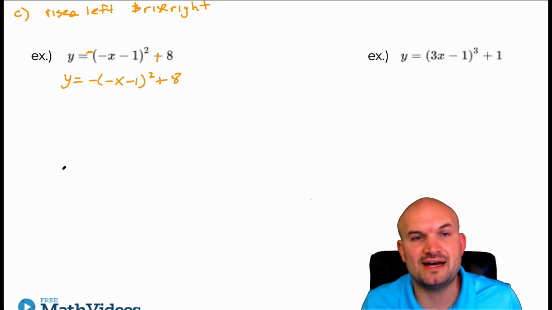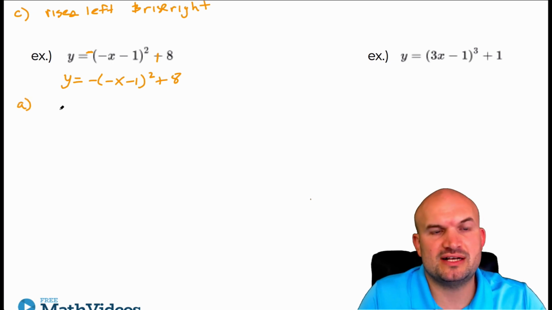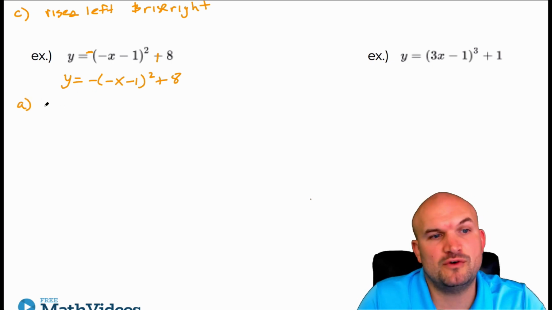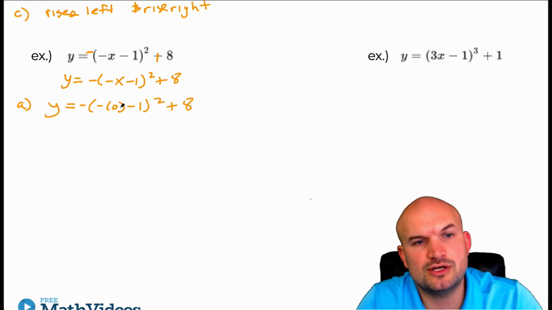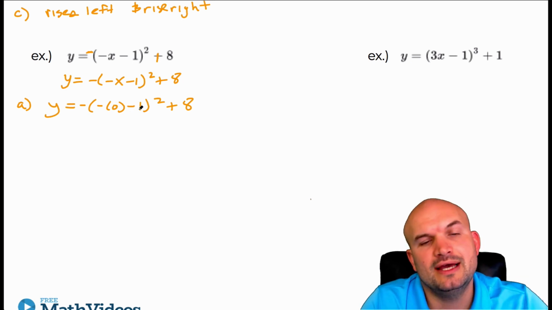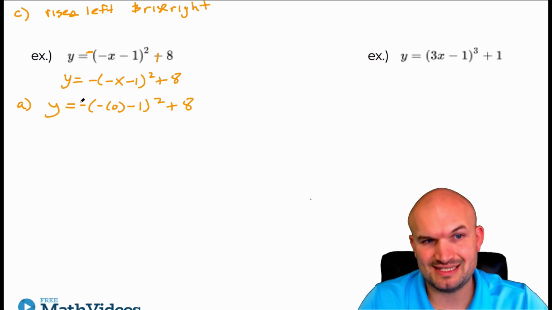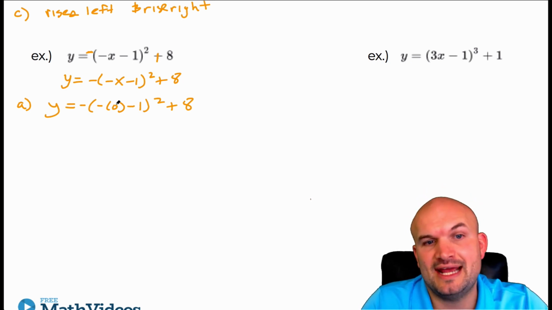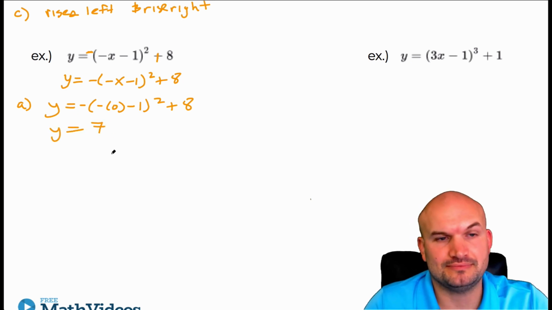As far as identifying the y-intercept, it's not going to make a difference because we're still going to follow the same process. We're going to set 0 in for x and then solve for y. So we'll have y equals negative (0 minus 1) squared plus 8. So 0 minus 1 is negative 1, squared is positive 1, but then that's a positive 1 times a negative, so that's a negative 1. Negative 1 plus 8 is going to be 7, so y equals 7.